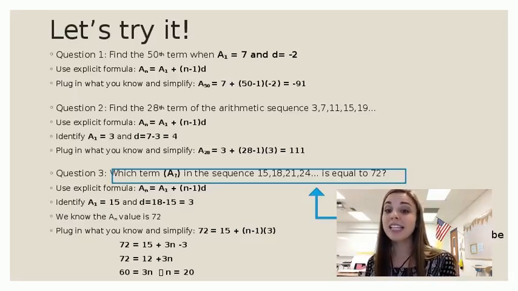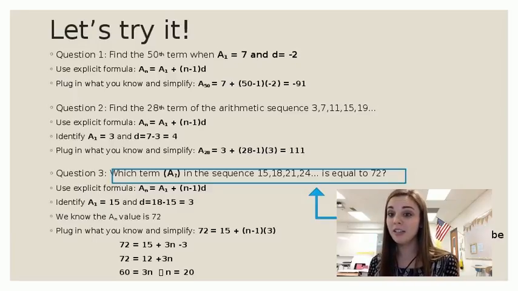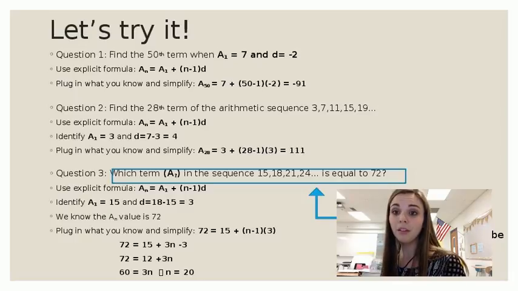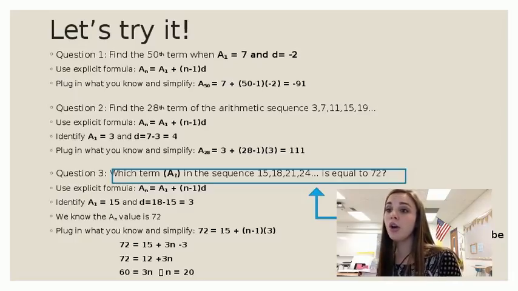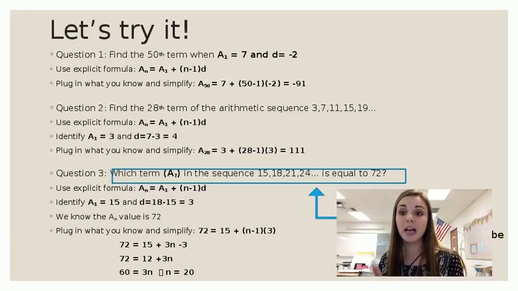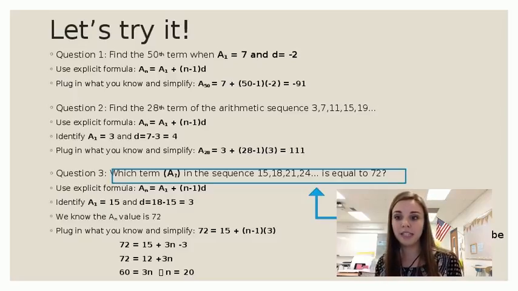So the first thing we did was identify a sub 1 and d. a sub 1 ended up being 15, and d, you should have had to calculate it. So I picked 18 and 15. 18 minus 15 is 3, so d is equal to 3. And we already know the a sub n value that we're looking for. That nth term is equal to 72. Okay, so when we plug this into our formula, I shouldn't have a sub 72 equals. I should have 72 equals 15 plus n minus 1 times 3.